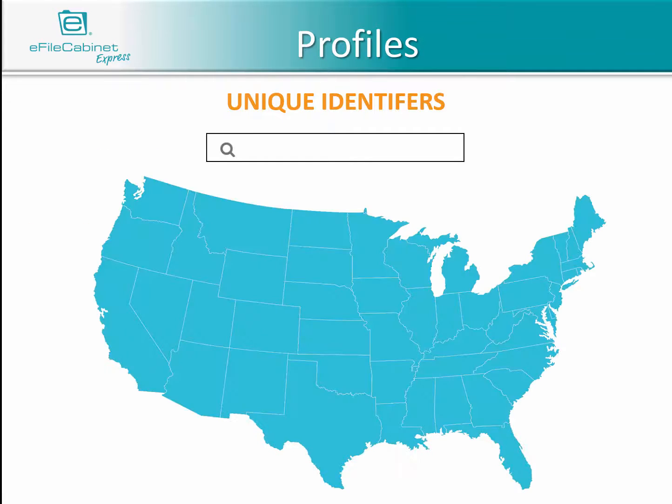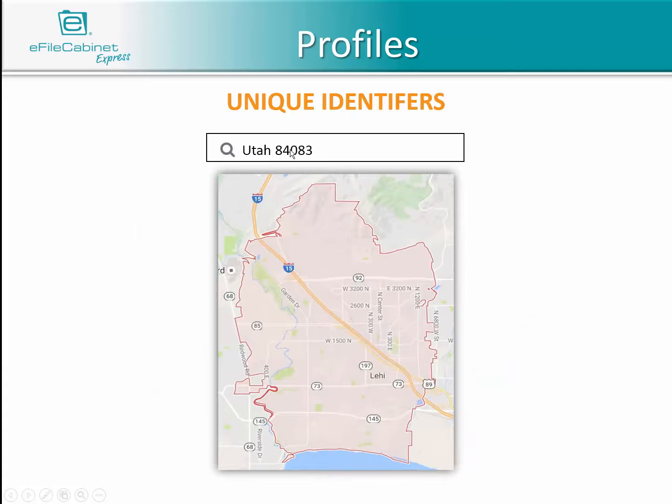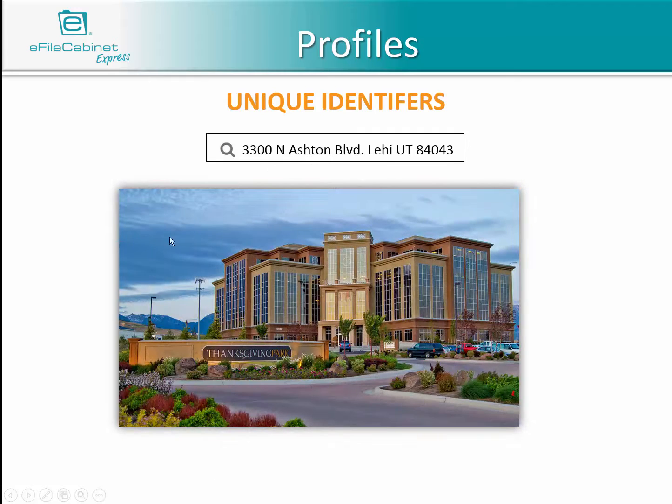So here's a map of the United States. If I want to search for the state of Utah, I can easily do that, and it identifies Utah here. Utah is a unique identifier to this geographical location. If I want to narrow that search to a zip code, there is another unique identifier. The zip code identifies this geographical area. So let's say I want to narrow my search even further by using profile items. Okay, here is an address that takes us to our office building in Lehigh.